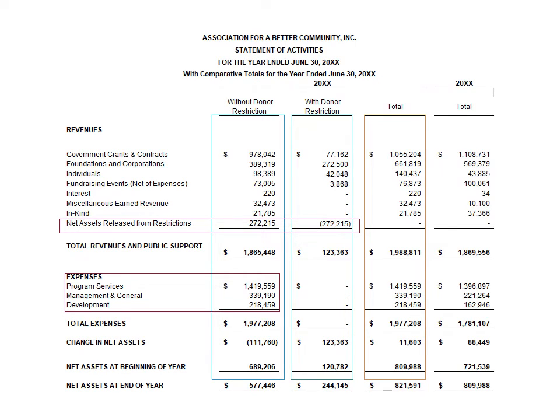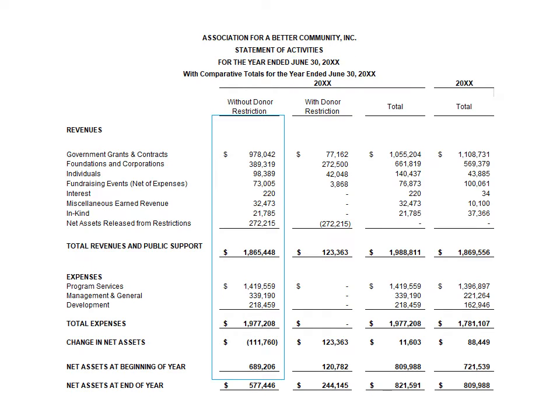So again, unrestricted revenue is revenue that was available for us to use during that fiscal year. Restricted revenue is revenue we raised, but it's not yet available for our use because it is still designated for some future purpose or a future time period. So the total column brings those two things together.